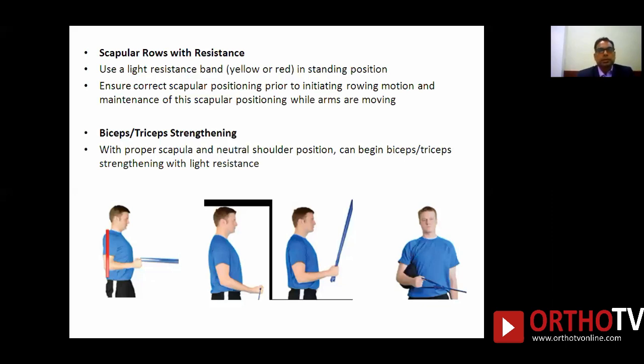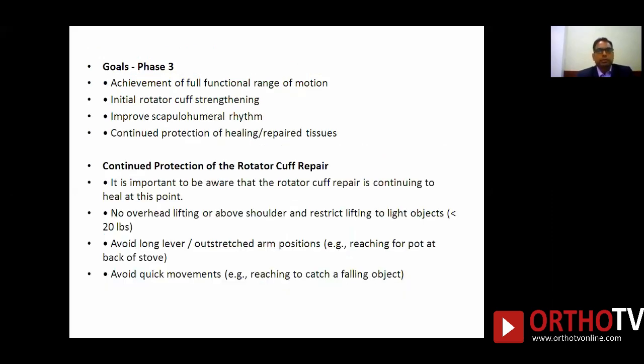The goals of phase 3 are to achieve the full functional range of motion, the initial rotator cuff strengthening, improve the scapulohumeral rhythm, and continued protection of the repaired and healed tissue. So what you should do to protect the rotator cuff repair as well as improve the range of motion.